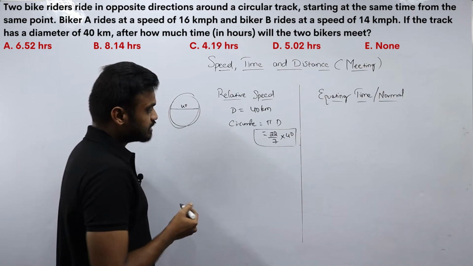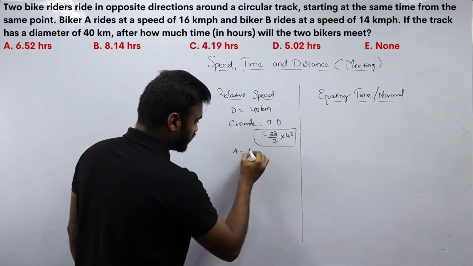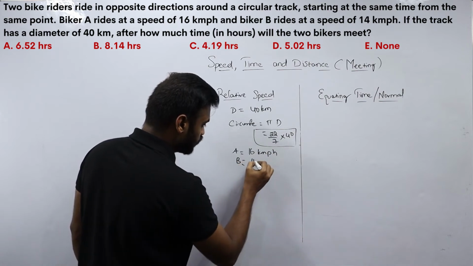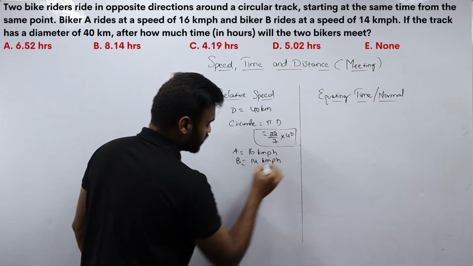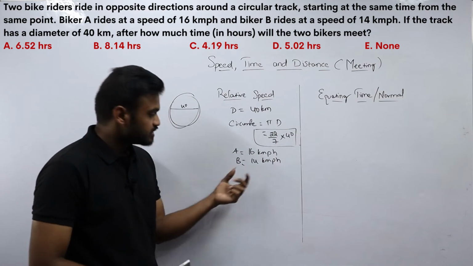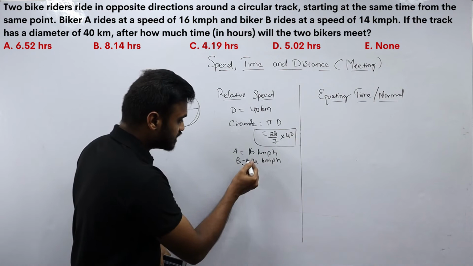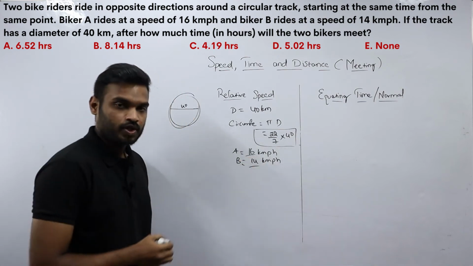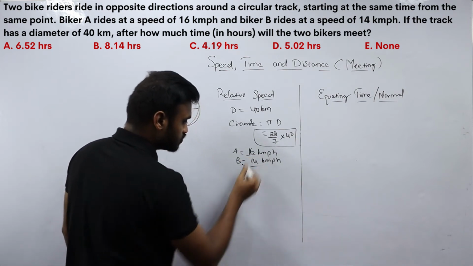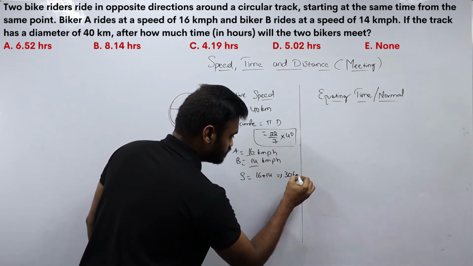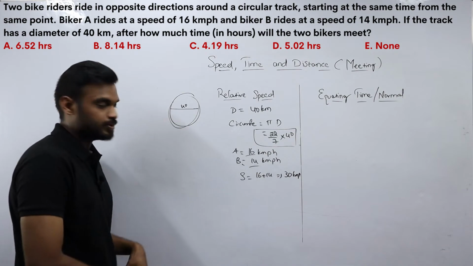Now biker A is riding at a speed of 16 km per hour and biker B at a speed of 14 km per hour. What is the relative speed? Both are traveling in opposite directions, so the relative speed is the addition of both A and B speeds. Relative speed equals 16 plus 14, that is 30 km per hour. This is the total relative speed of A and B.